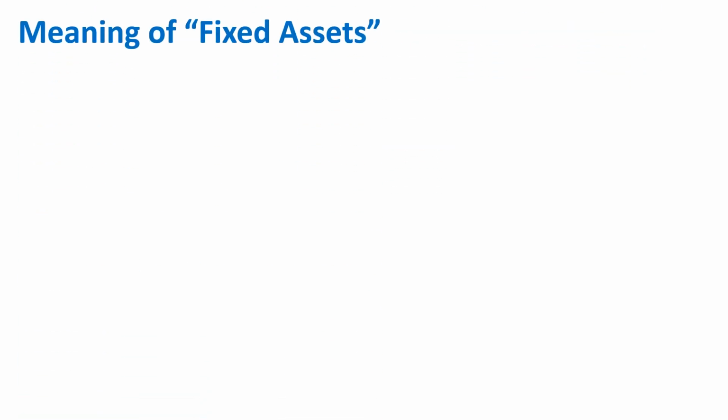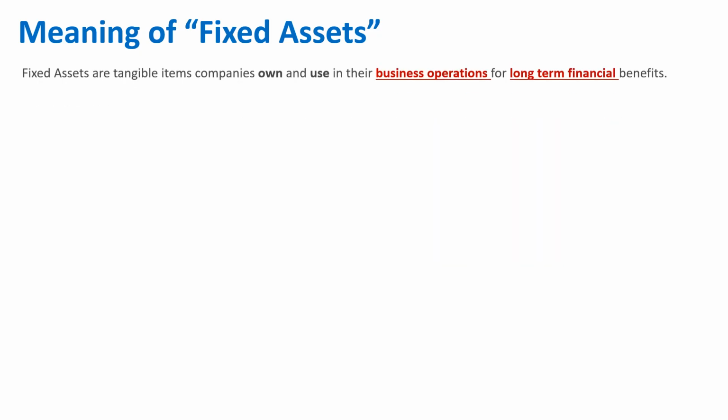So let's start with the meaning of fixed asset. What is the meaning of fixed asset? Before we start accounting or depreciation, let's understand what fixed assets are. Fixed assets are tangible items companies own and use in their business operations for long-term financial benefit. Here, two words are in bold: business operations and long-term financials. Why they are important, I'll tell you through an example.